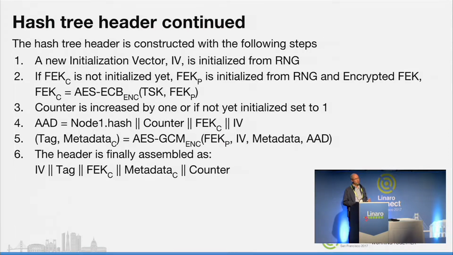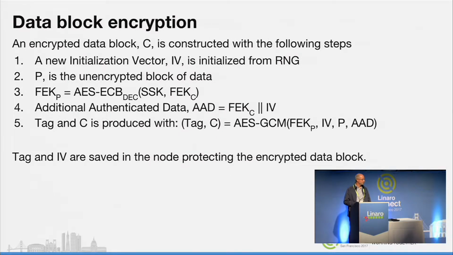The tag, you can compare it with an HMAC, for instance, except that it's also used together with the encryption. And the encrypted metadata is just the same size as the plaintext metadata, just encrypted. Then we assemble the header with the IV, tag, encrypted encryption key, encrypted metadata, and the counter. And the data blocks are encrypted as before, actually.